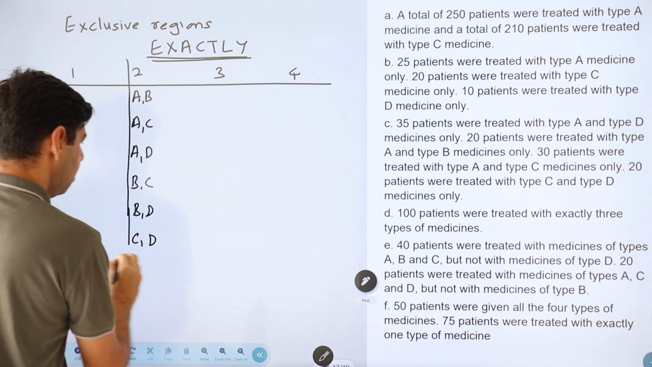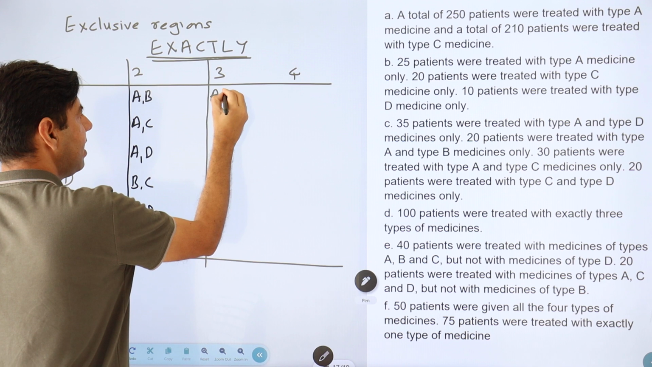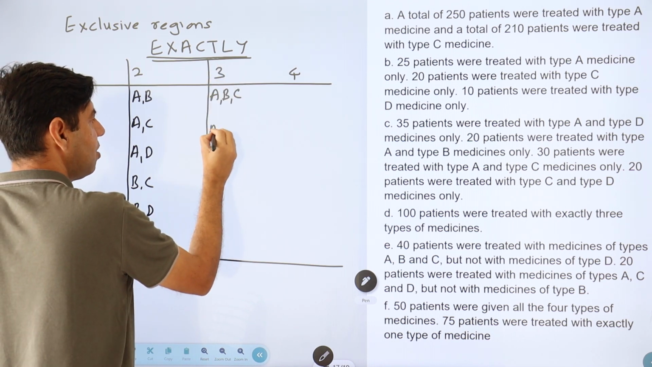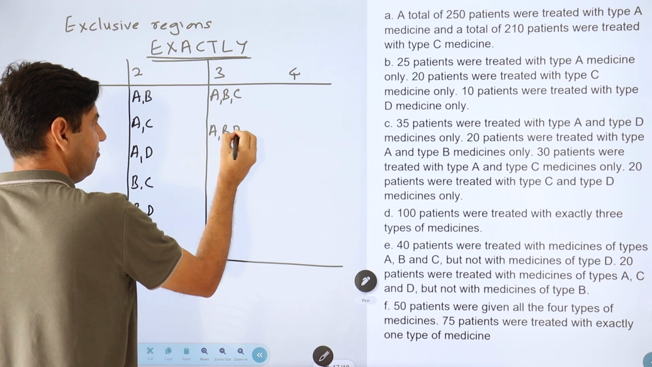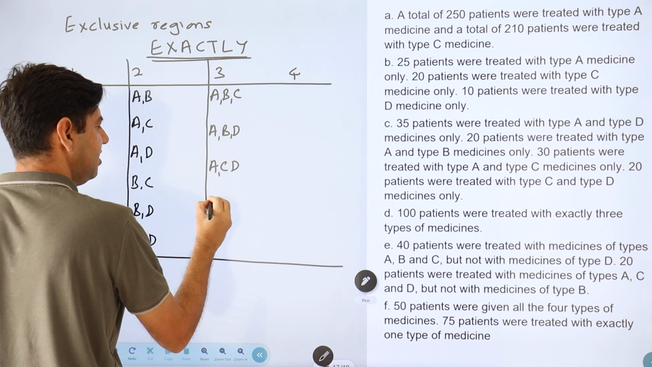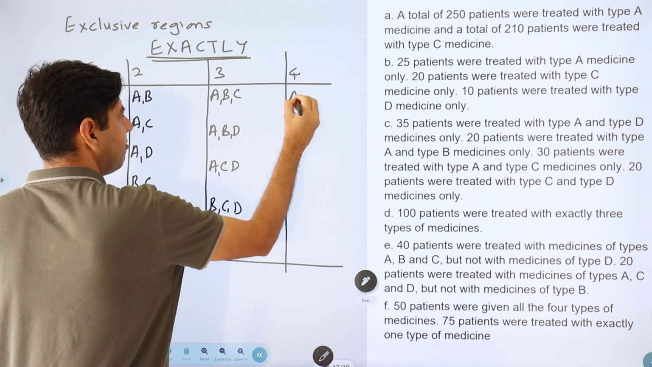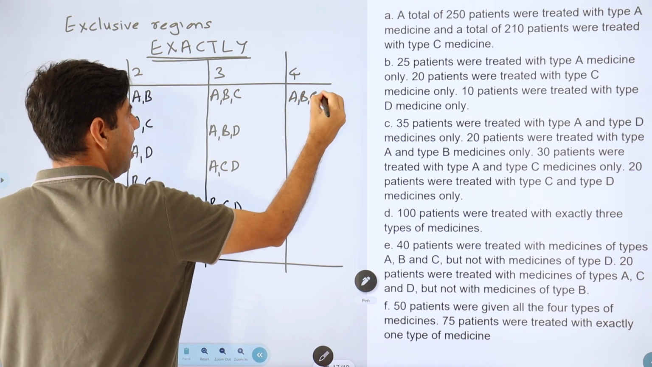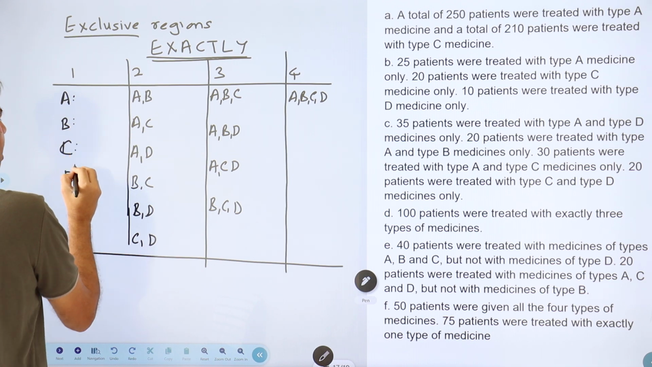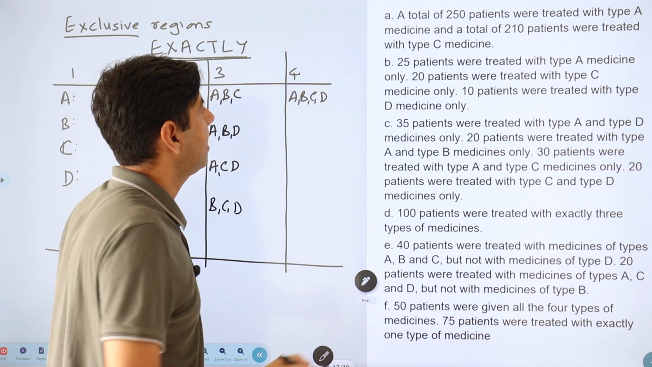So these are the only ways, and then 3 at a time. Again start with A, keep B constant: A, B, C. 4C3 is 4 ways, or A, B, D. We have reached the end, change B: A, C, D. We have reached the end, change A: B, C, D. And 4 medicines are those who are given all of A, B, C, D. Now these are exclusive regions, so you could directly add them up without worrying about any double counting. So let's see the data.